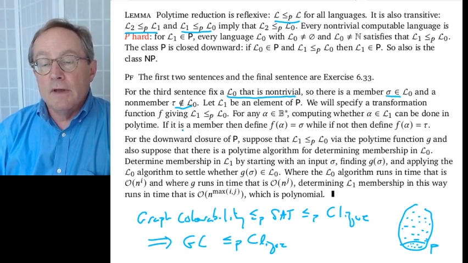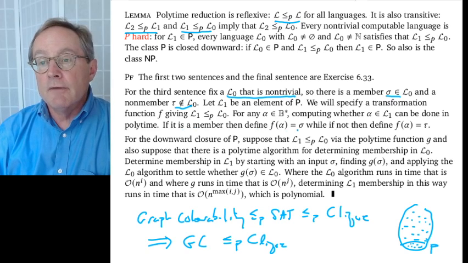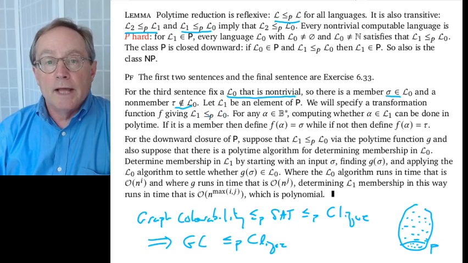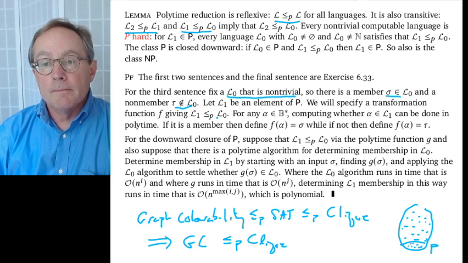If alpha is in L1, then you define f of alpha to be sigma, which by definition we already know is a member of L0. If alpha is not in L1, then we define f of alpha to be tau, which again, by definition, is not an element of L0. So if L1 is polytime, you can do the computation of L1 really without referring to L0. So trivially, we get less than or equal to.